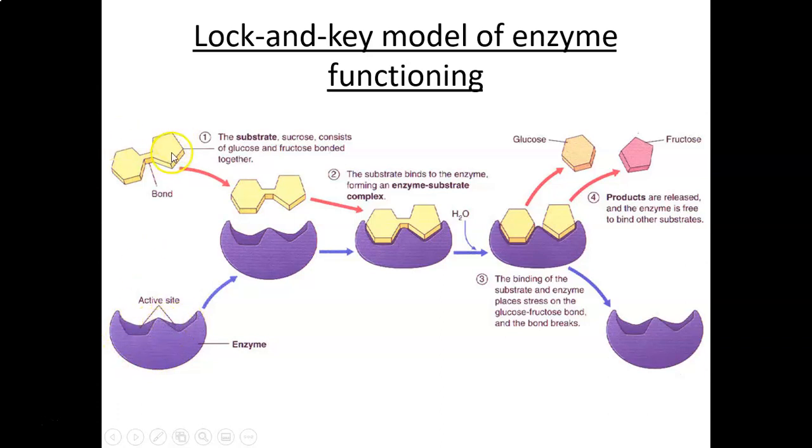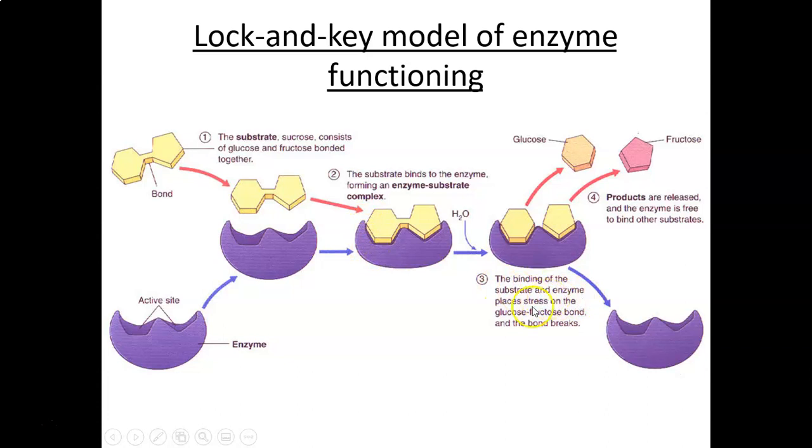Here we start with our enzyme with the active site, and here we start with the substrate. In this case, it's sucrose, which is a glucose and a fructose bonded together. You can see their shape matches the active site. So the substrate binds to the enzyme, forming this enzyme-substrate complex.